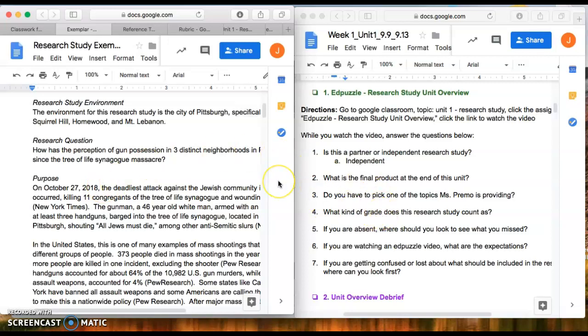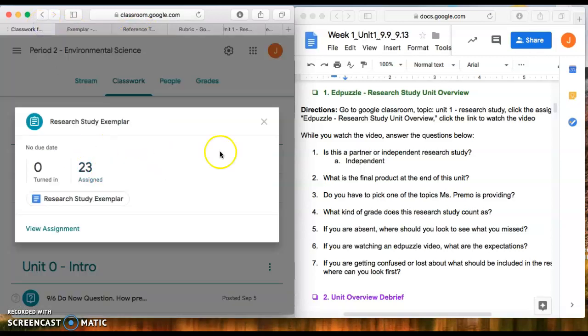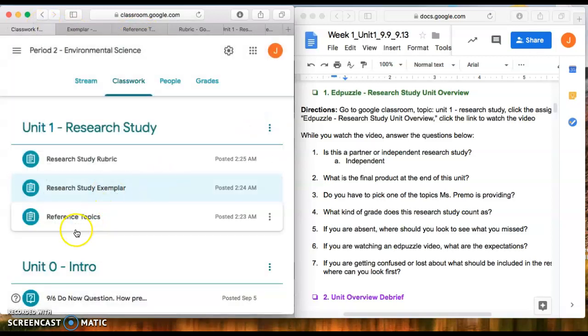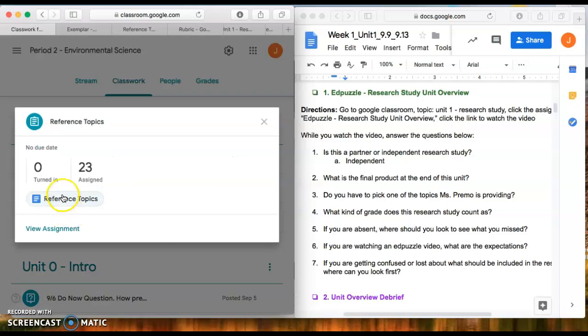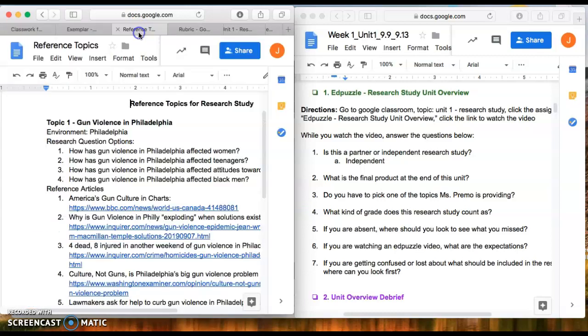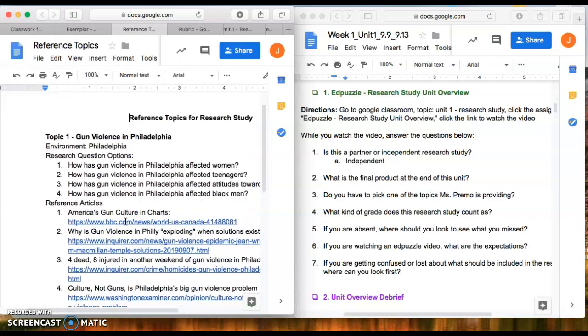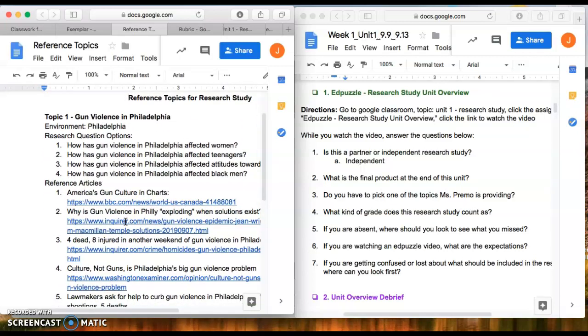Do you have to pick one of the topics Ms. Primo is providing? No, you do not. So if you go to classwork and you hit reference topics and then you open this document, you're going to see a document like this. So I've given you things that maybe you would find interesting for something to look into about your neighborhood.